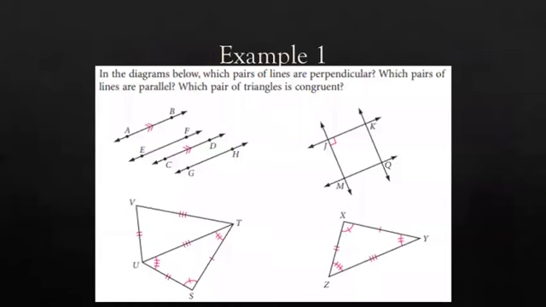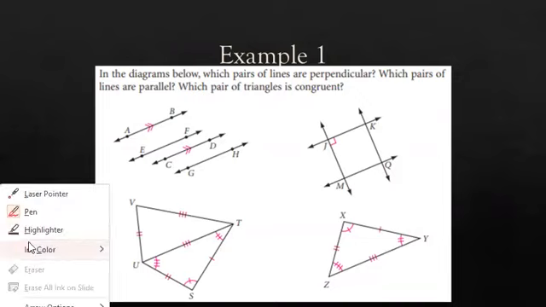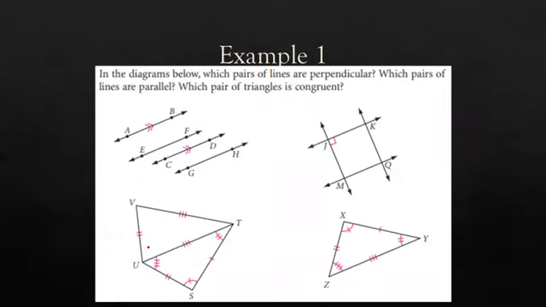In the diagram below, which pairs of lines are perpendicular? And which pairs of lines are parallel? Which pairs of triangles are congruent? So remember, lines A and B and lines E and F, they look parallel, but we can't assume that in our diagram. We can see the markings here and the markings here, and those are showing that these lines are parallel. So AB is parallel to line CD.